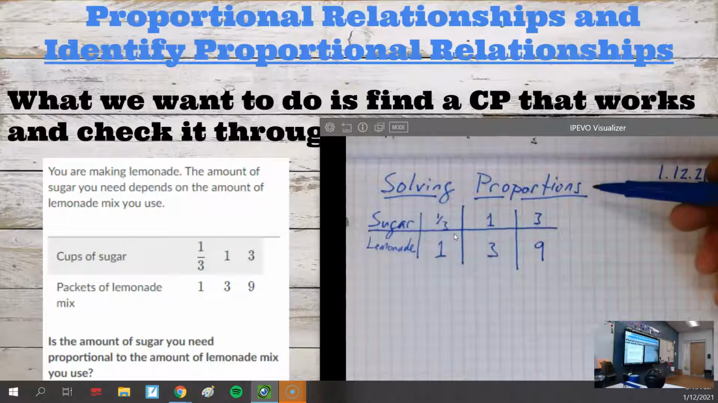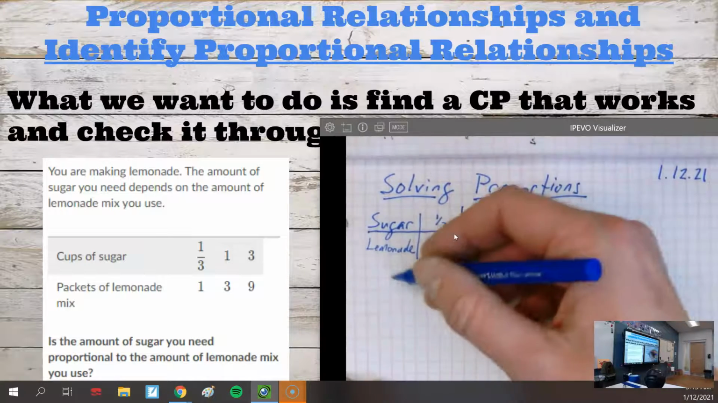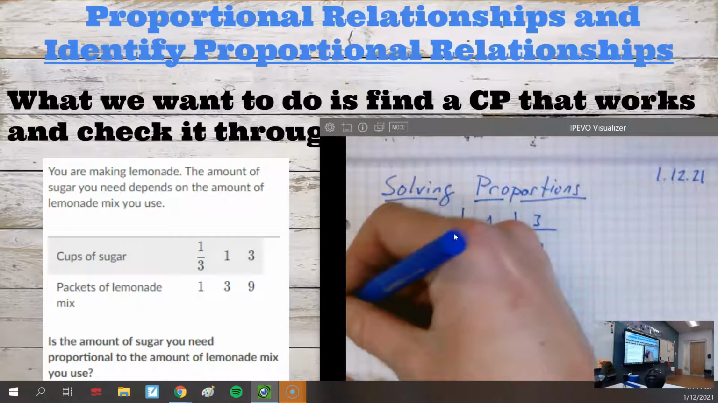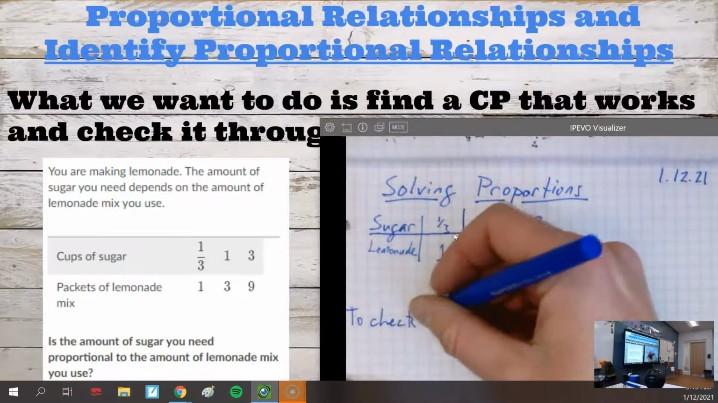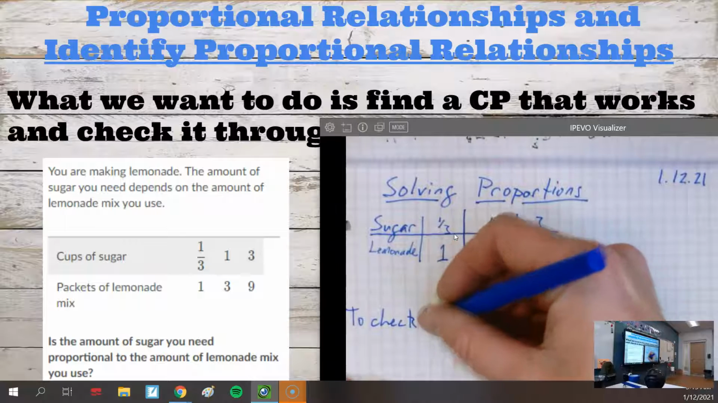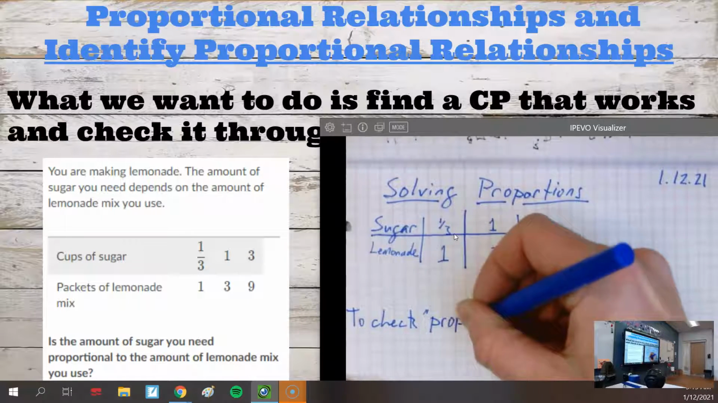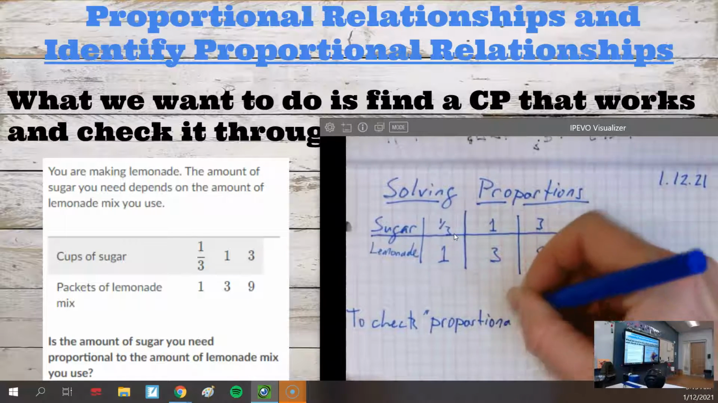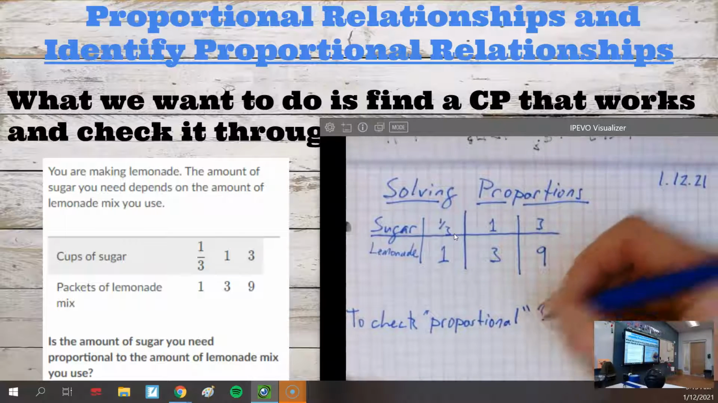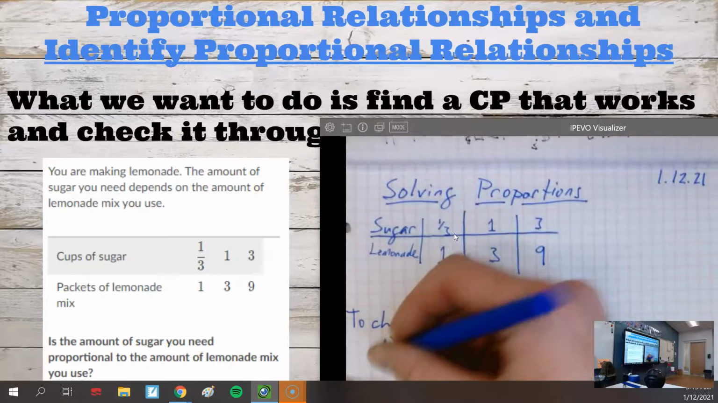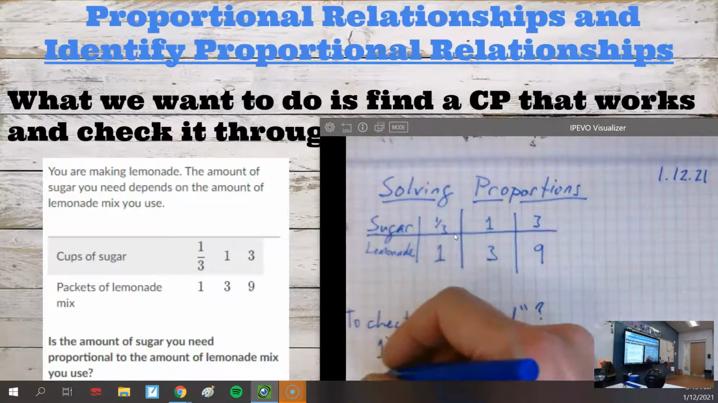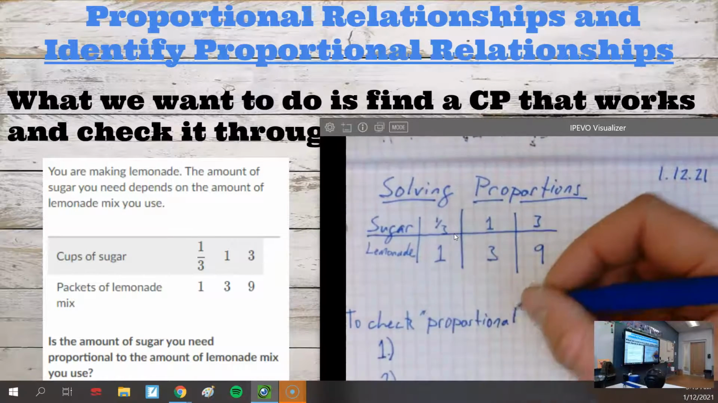So before we can solve a proportion, we must first check that it is a proportion. So leave a little bit of space beneath this. We're going to say to check proportional, there are 2 things we have to check. And guys, you might remember that these are the 2 things we wrote down. I don't know that our class made it to this.